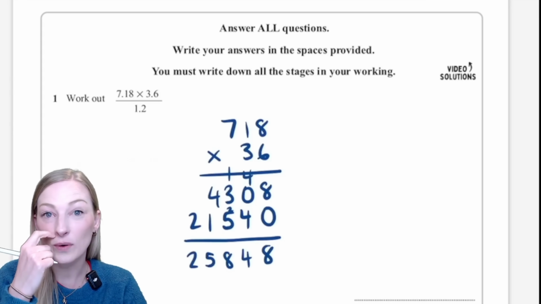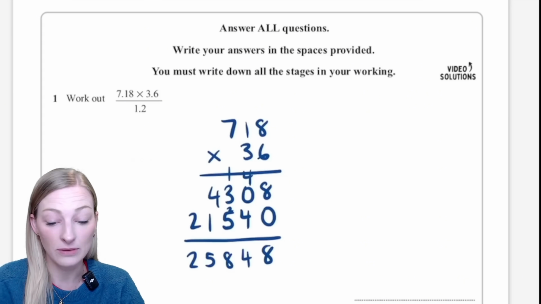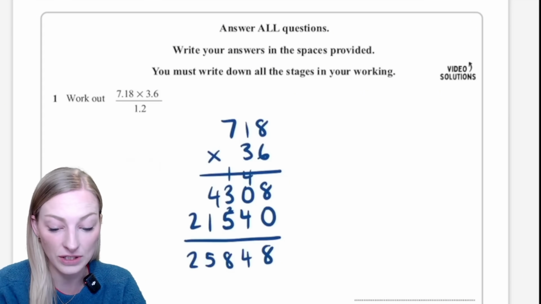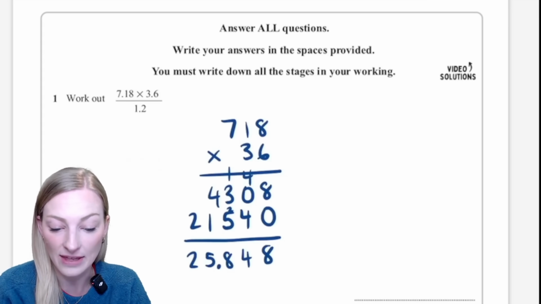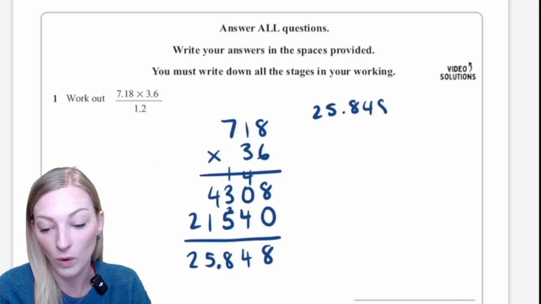We could see that the question was 7 times 4, roughly. And we know that 7 times 4 is 28. So I'm happy if the answer is 25.848. I think that makes sense. We now need to divide that by 1.2.